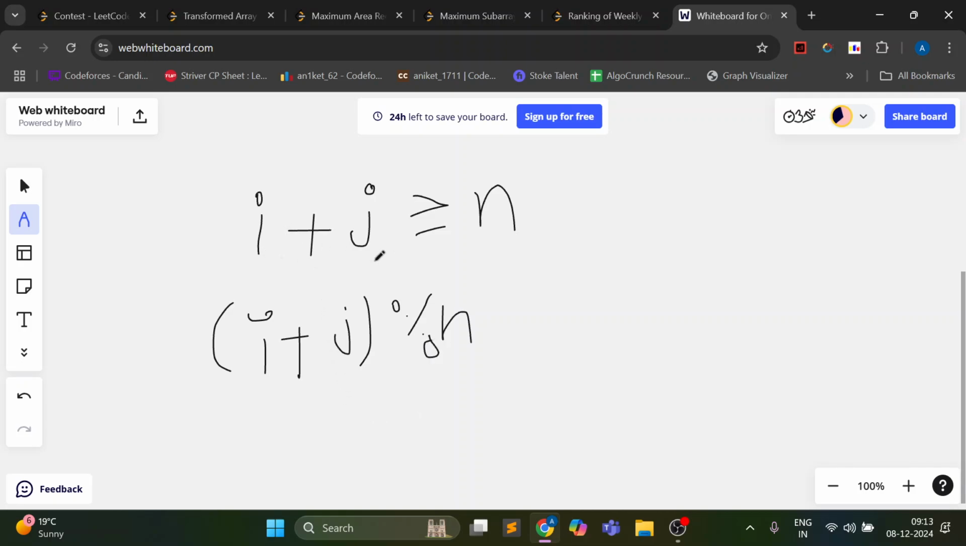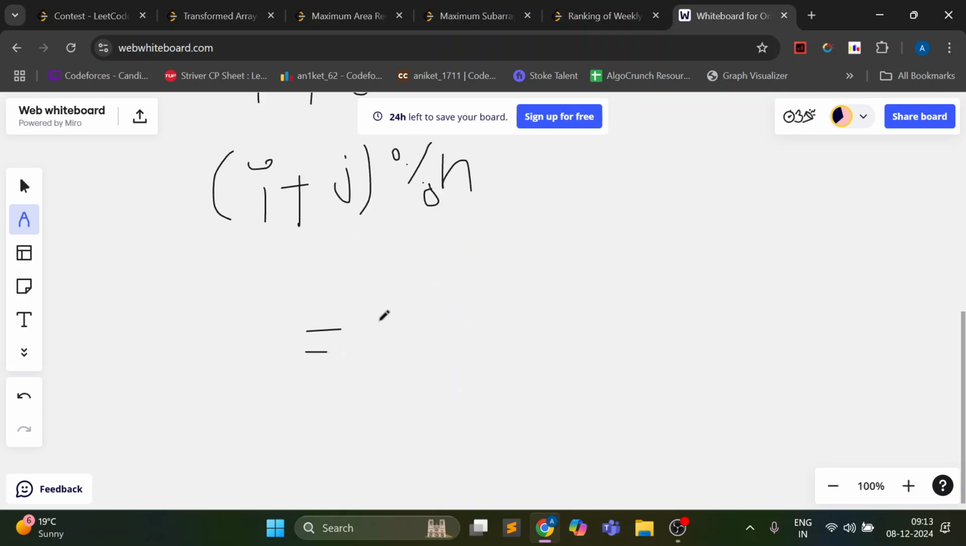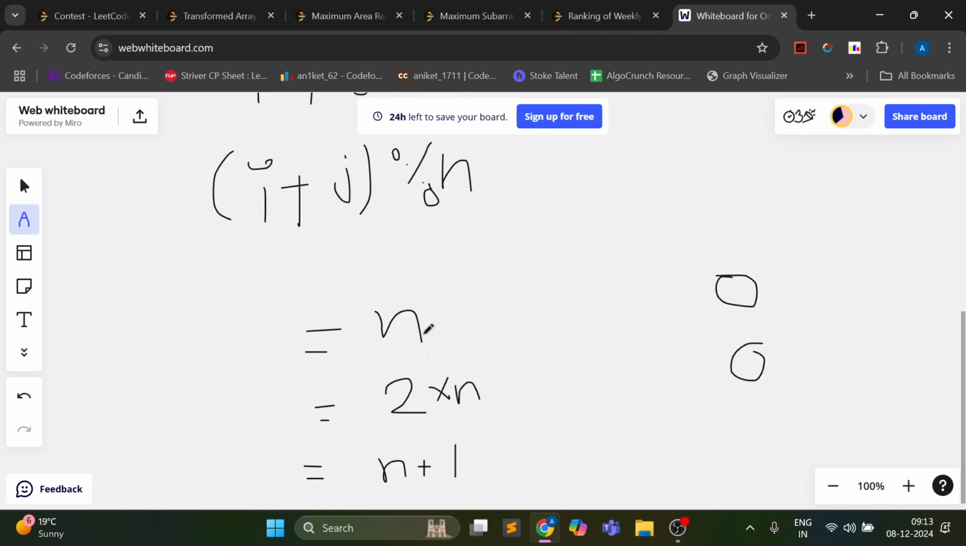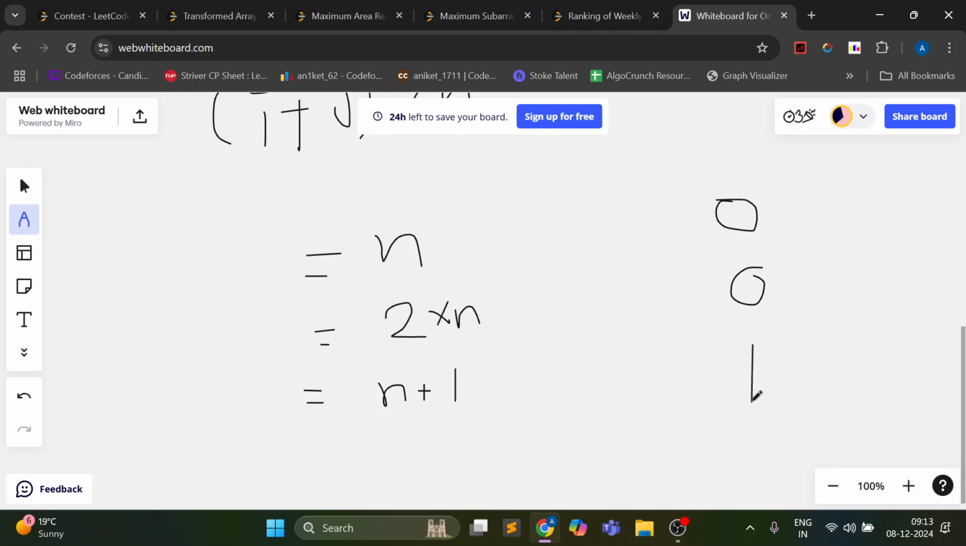So from index i, if we move j number of steps to its right, let's start with the value n itself. If it is n, then n mod n would point to 0. If it reaches 2n, that means 2 rotations, then 2n mod n would be again 0. If it reaches n plus 1, then n plus 1 mod n would be 1.